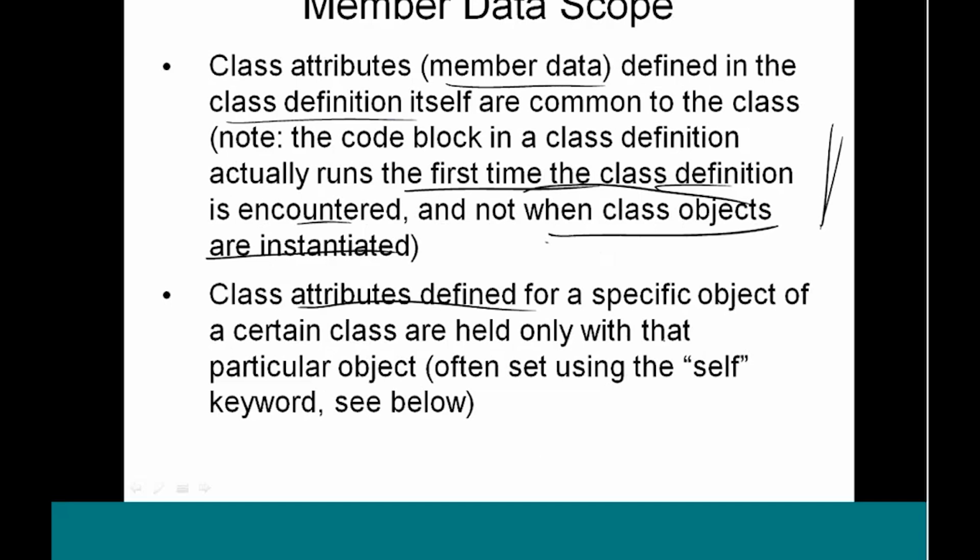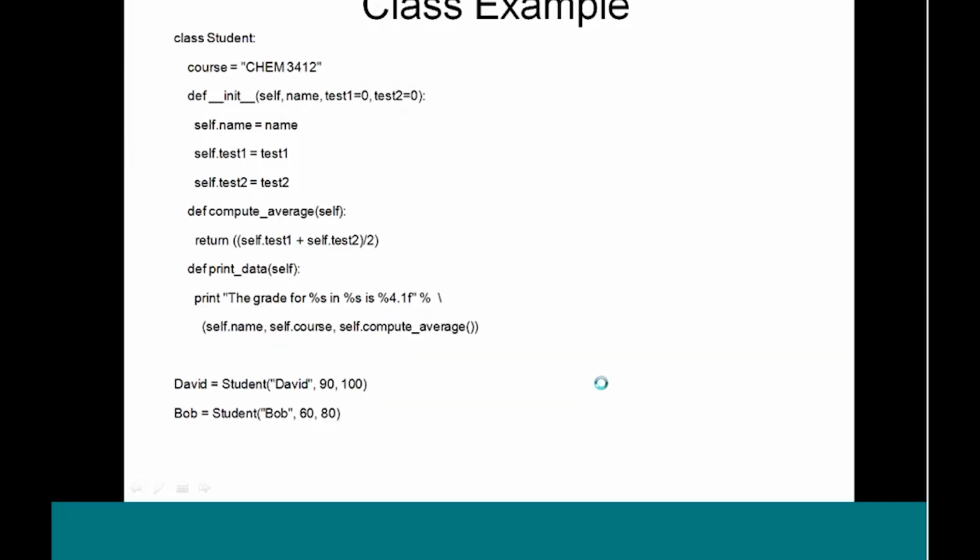The class attributes defined for a specific object of a certain class are held only with that particular object, often set using the self keyword. So we will see an example later. But again, once you define a specific object, it is held only with that particular object. So when you go into another object, this property will also already be gone.